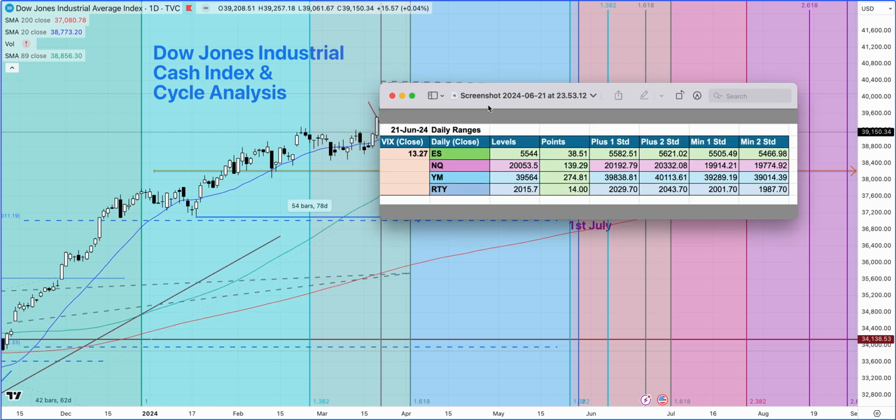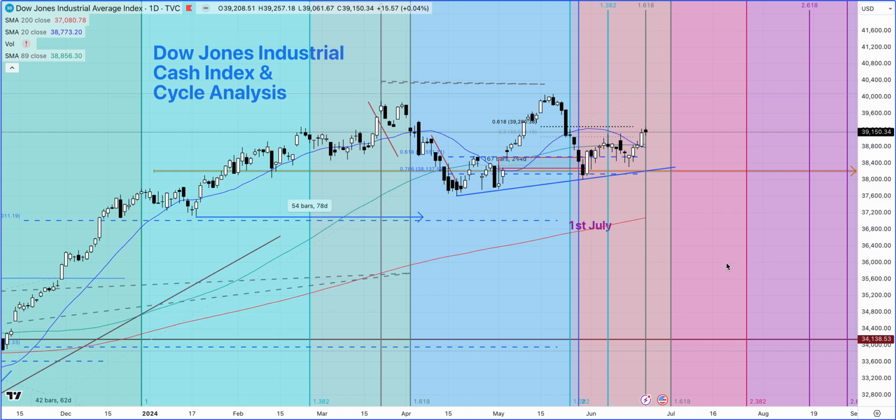Okay, before we move on to the intraday time frames, just taking a look at our timing model. We have a date coming today, 21st of June. I believe this to be a minor timing, but nonetheless it is a timing which is coming in, and our timing model has picked up really key turning points in the market in the past, so we should be paying attention to that.